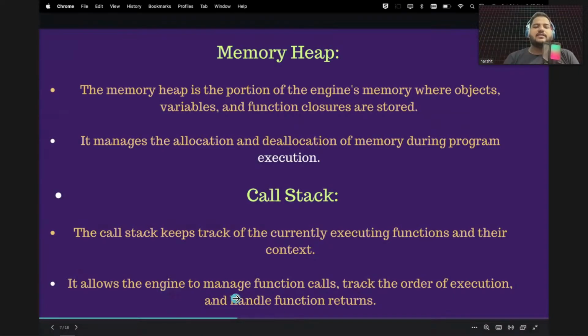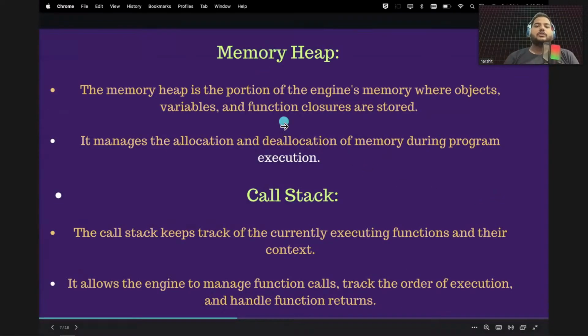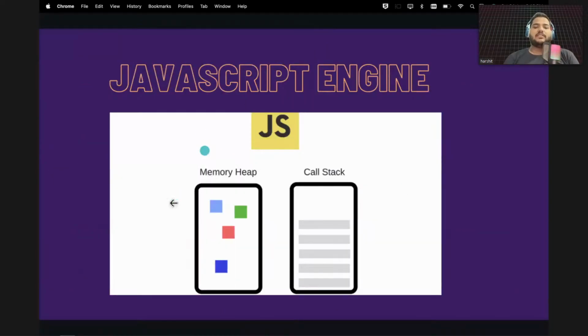It allows the engine to manage function calls, track the order of execution, and handle the function return also. As I said, this call stack is responsible for handling functional execution contexts, when they are called, and what to do next. If one execution context is over, let's execute another. All of this is tracked by the call stack. So these are the two important things, memory heap and call stack, which are part of your JavaScript engine.